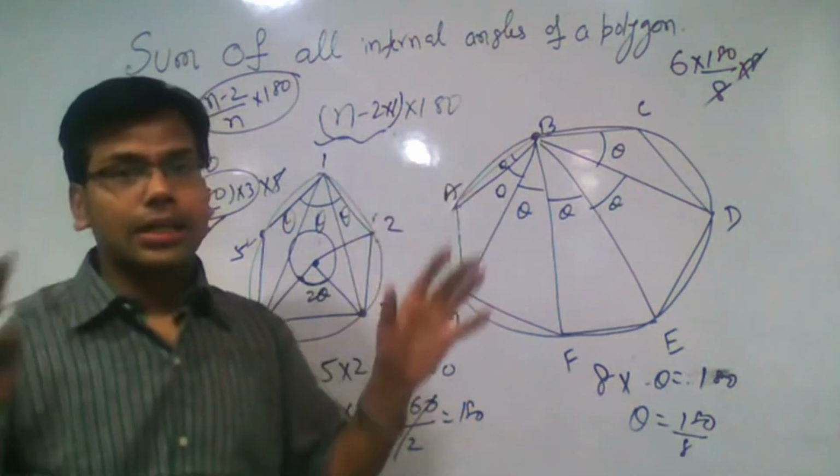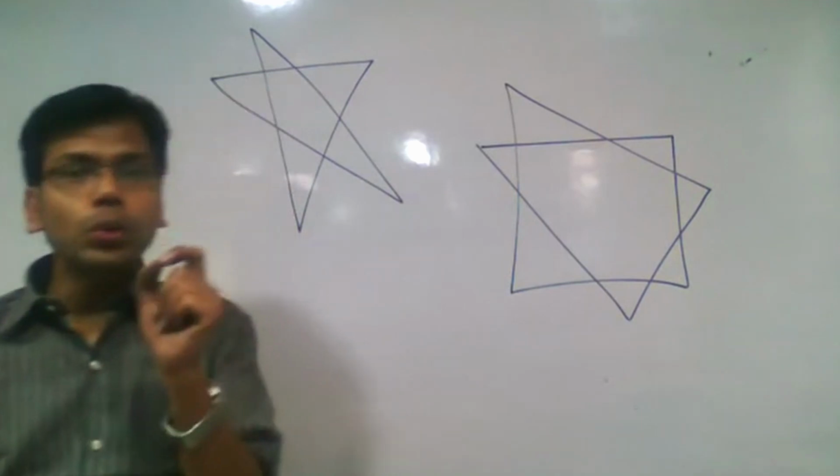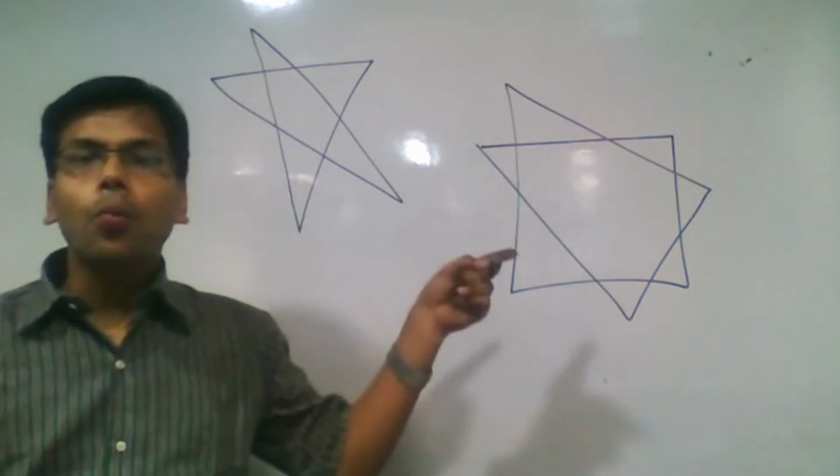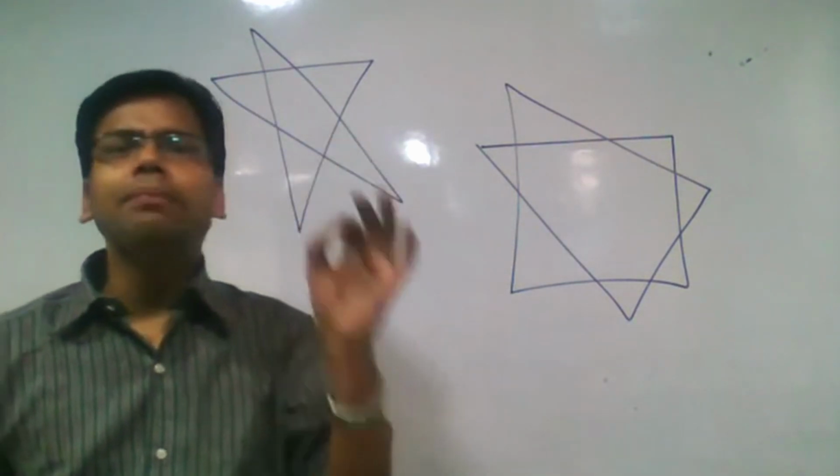Now work on this stuff. We have two stars. One is a 5-pointer star, one is a 7-pointer star. Let's name the stars.